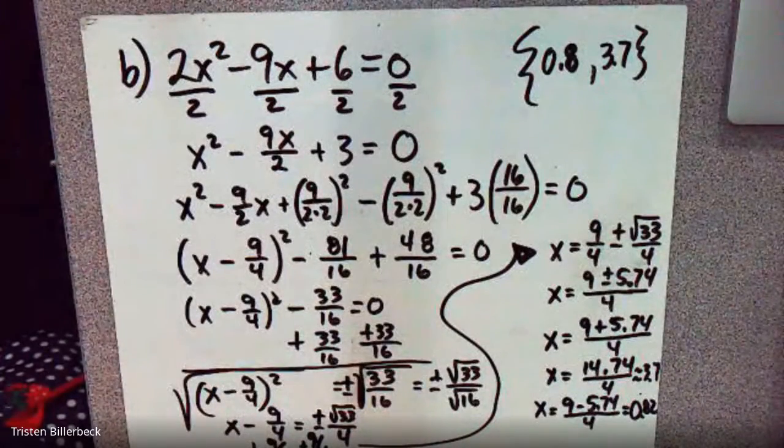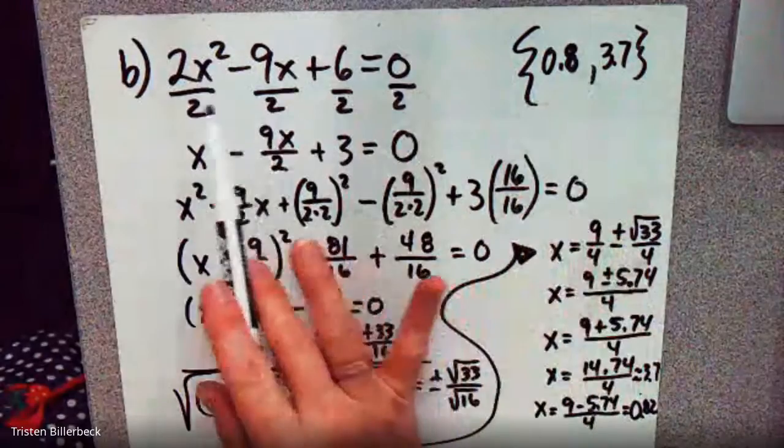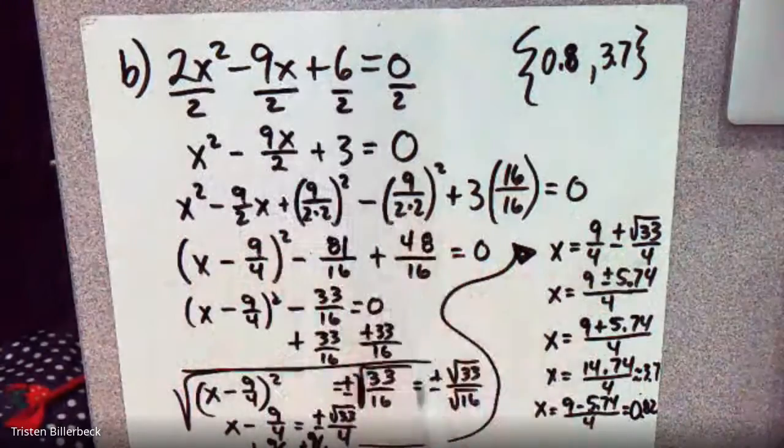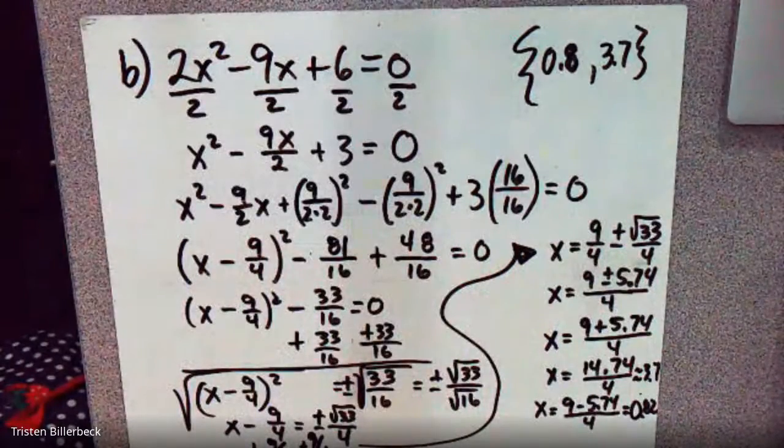Again, that would be a little hard to check, but you would just plug that back in here to check, and those should work out very nicely. So that is completing the square.